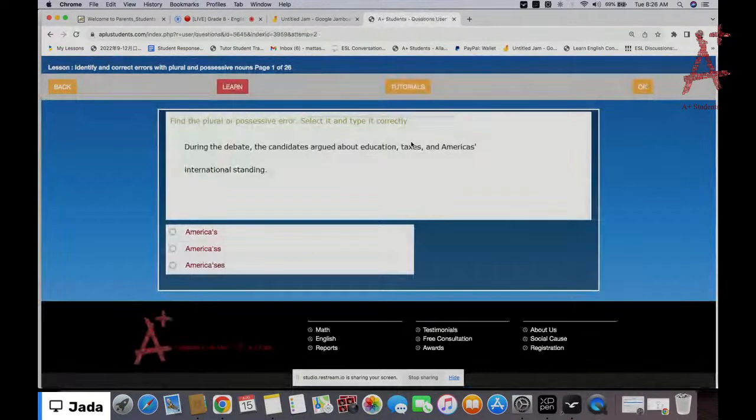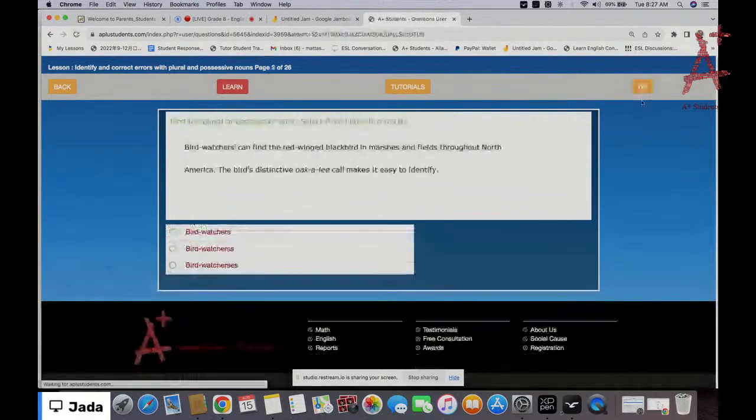All right, so let's try the test now. We have 28 questions, and let's see how we're gonna do some together. During the debate, the candidates argued about education, taxes, and America's international standing. We said that it shouldn't be with an apostrophe after the s, so it's gonna be this one.